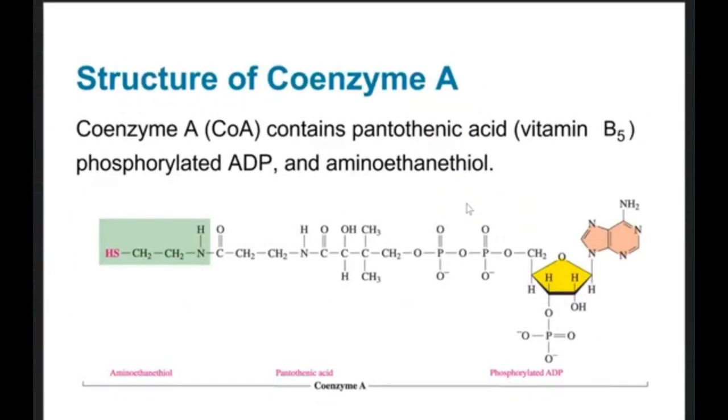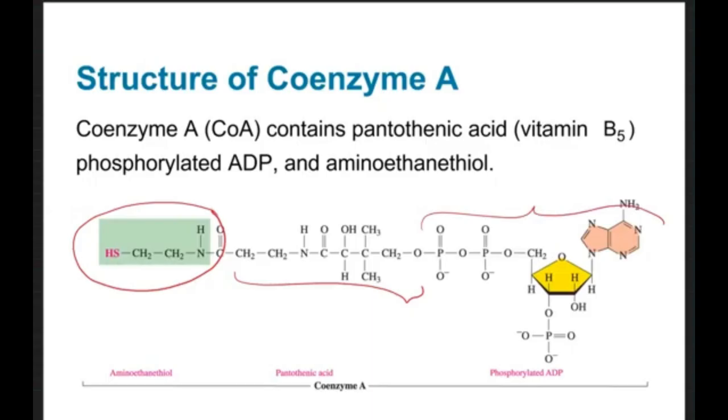Another important coenzyme is coenzyme A. So you see this is a huge molecule, okay? It has this active ethanethiol group, and then pantothenic acid, which comes from vitamin B5, and adenosine diphosphate.